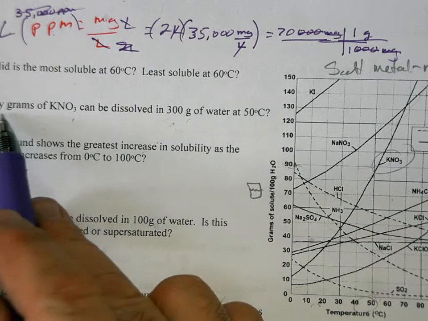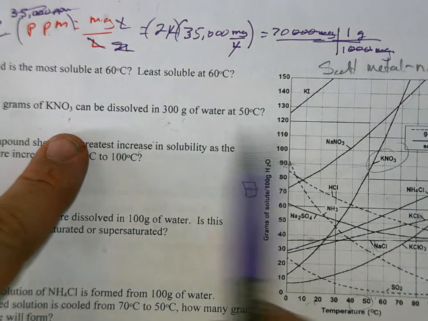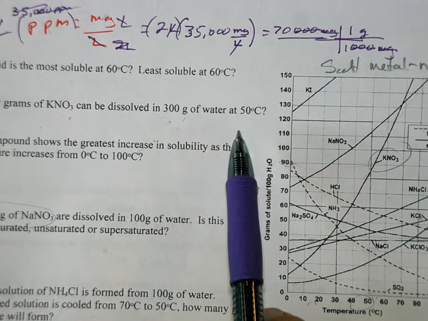So, this question: how many grams of potassium nitrate, here's potassium nitrate, can be dissolved in 300 grams of water at 50 degrees?